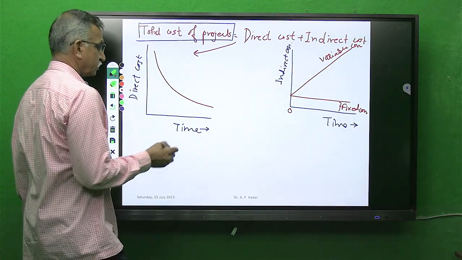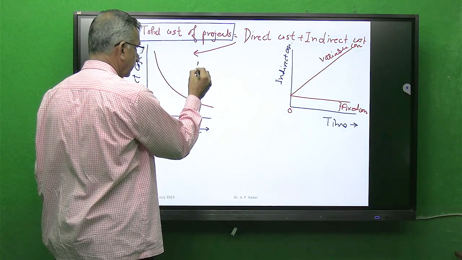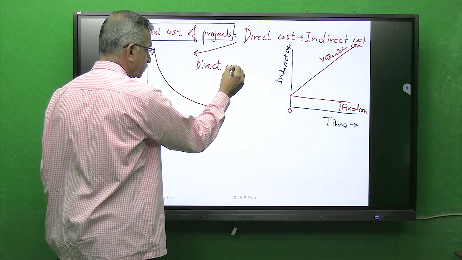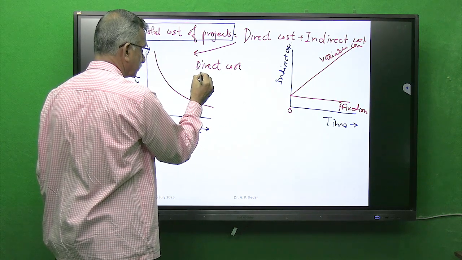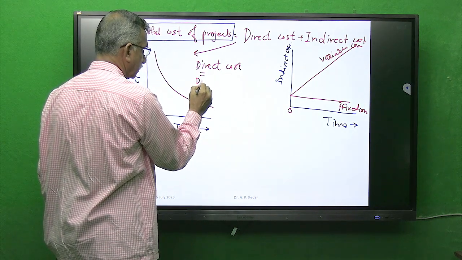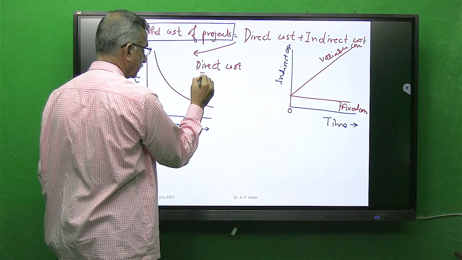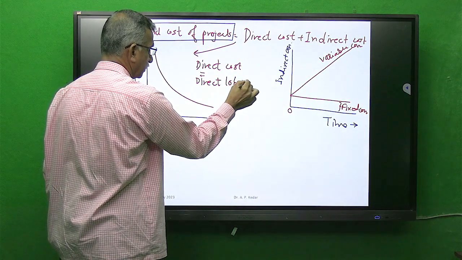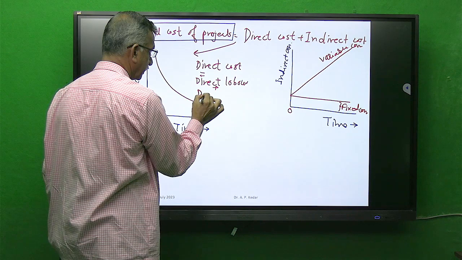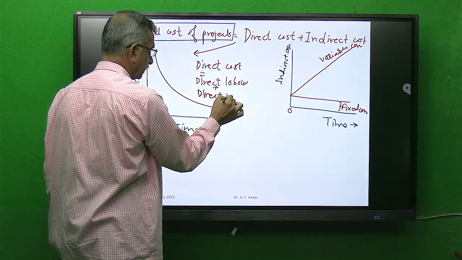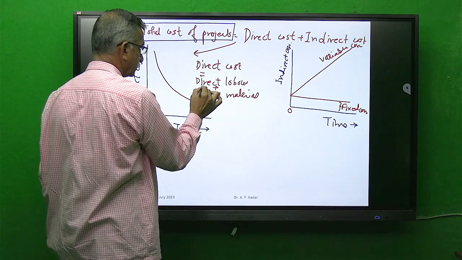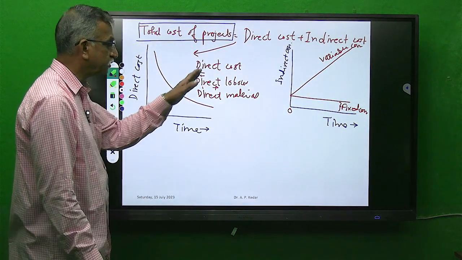This direct cost consists of two components. One is direct labor plus direct material. Direct labor plus direct material. Now how to interpret this?